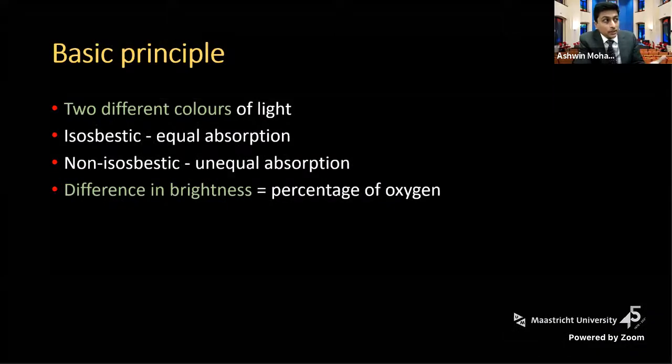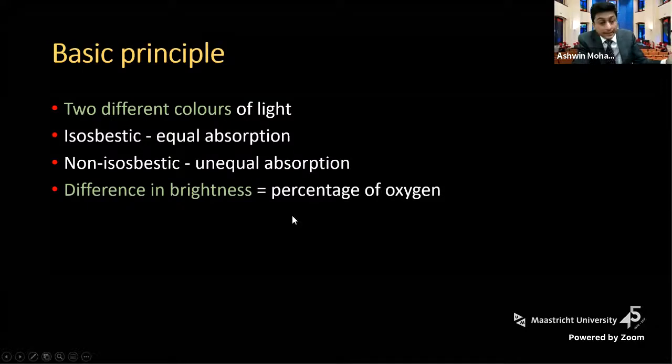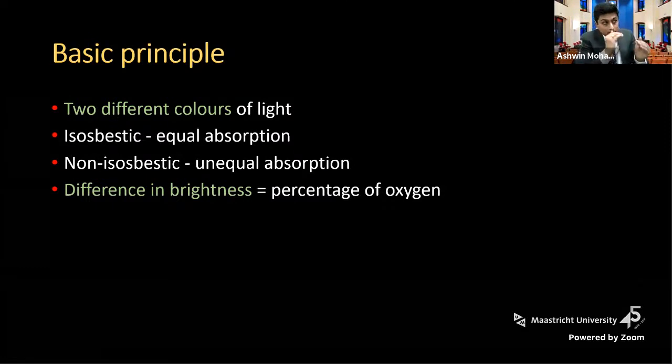So what do we basically do? We shine two different colors of light into the eye. One color absorbs light equally for oxygenated and deoxygenated hemoglobin. At the other color, oxygenated and deoxygenated hemoglobin absorb differently. In this case, oxygenated blood, that is blood with oxygen, hardly absorbs light, whereas blood without oxygen still absorbs light. And this difference in absorption, this difference in brightness, is what tells us how much oxygen there is in the blood.